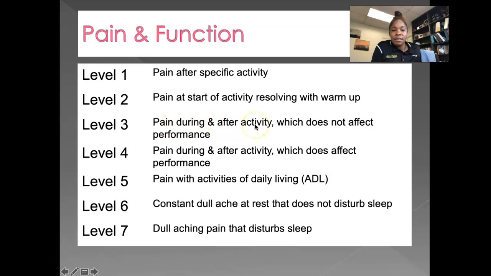With a level 3, they have pain during and after the activity. But the cool thing is that it doesn't affect performance. So can this athlete participate? Most certainly, right? Because it's not affecting performance. So I would say like a level 1 through 3, they can still participate. Your treatment paradigm should be adjusted, right? You know, for this particular patient, afterwards you need to be prepared to reduce their pain.